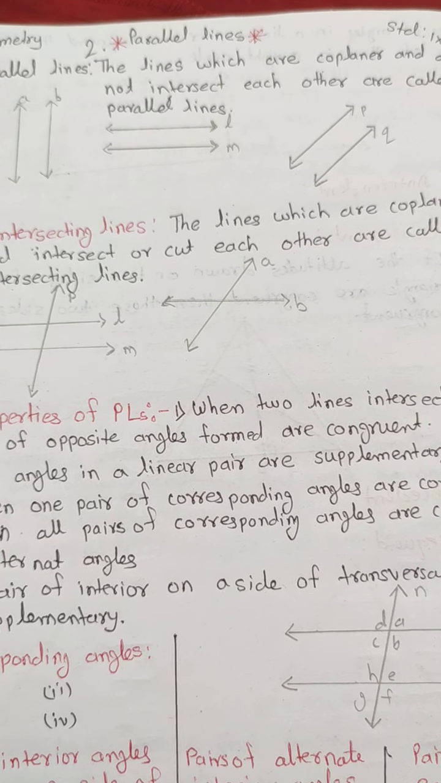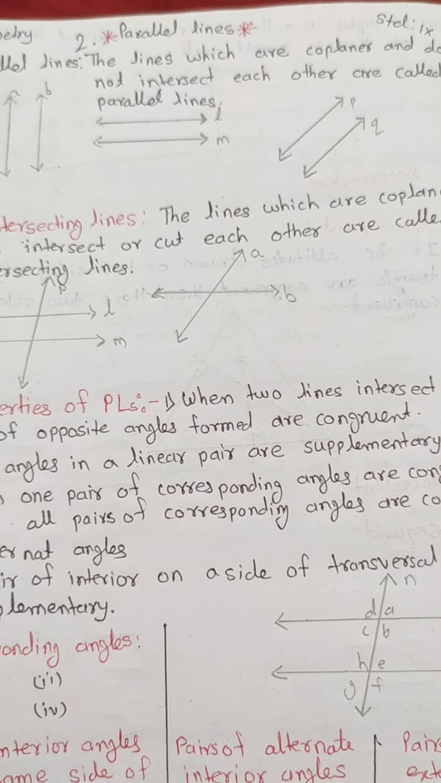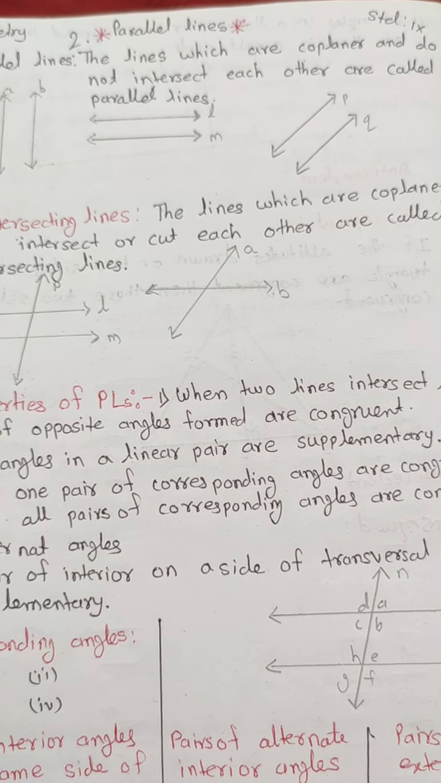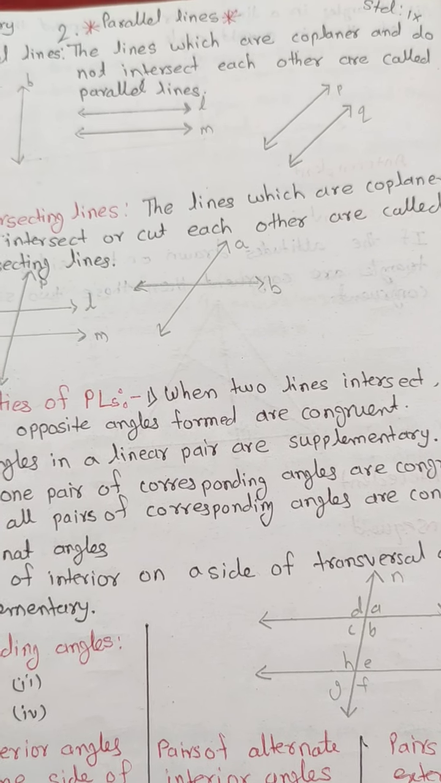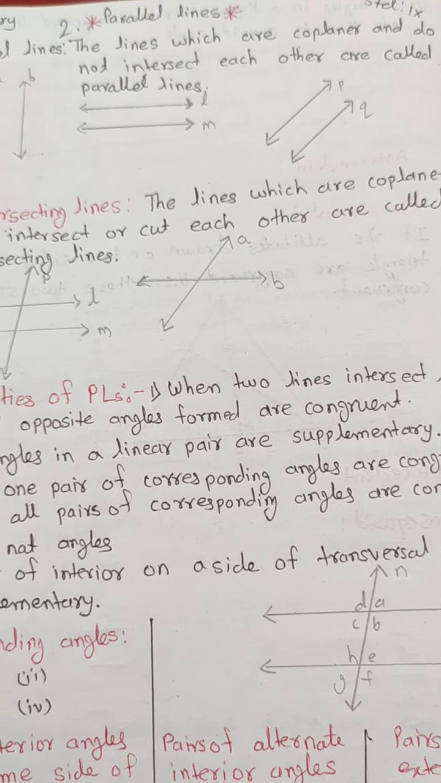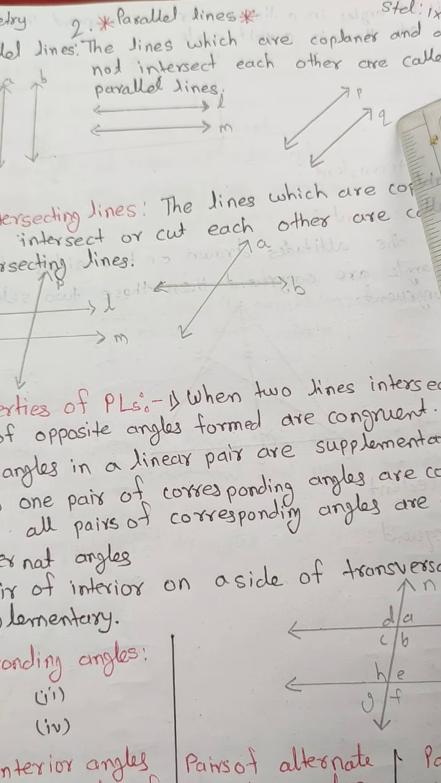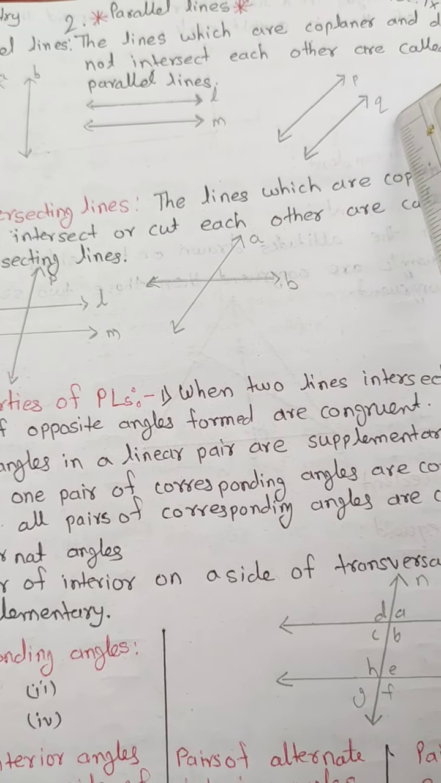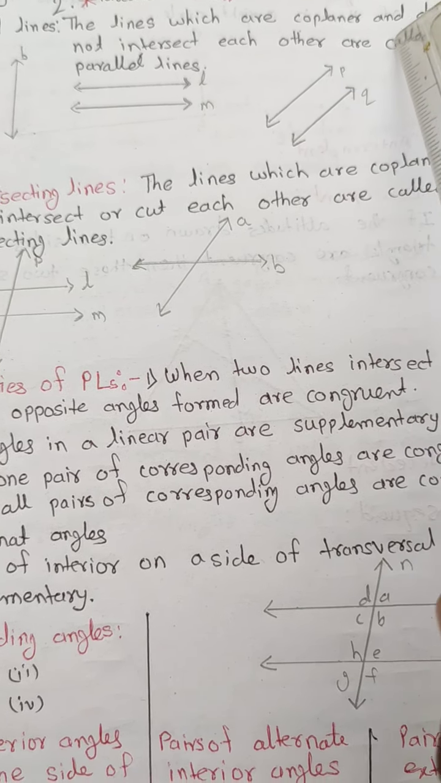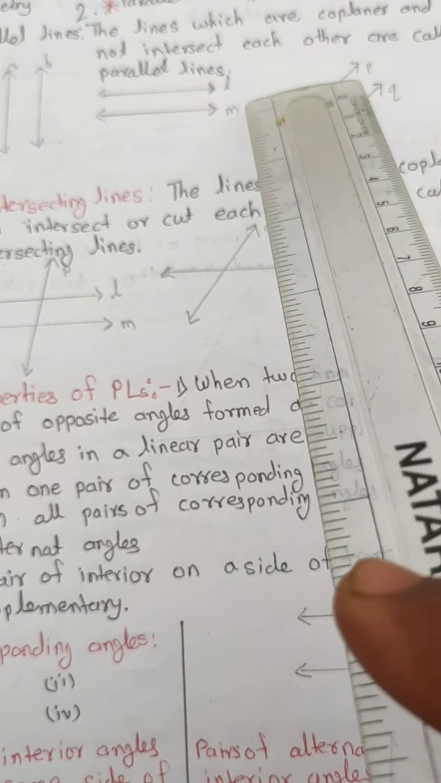The lines which are coplanar and do not intersect each other are called parallel lines. मतलब एक ही साथ रहते हैं बट एक दूसरे को कट नहीं करते, उनको पैरेलल लाइंस बोलते हैं. For example, see here, two lines are there, P and Q, small letters p and q, they are the parallel lines. But चाहे जितना इनको इंक्रीज करो, they cannot intersect each other. Second example is line L and M.